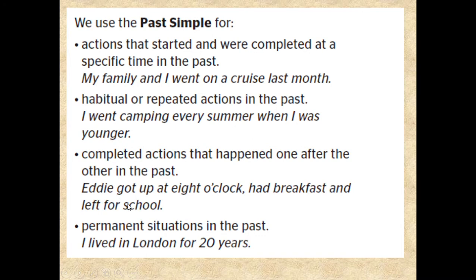What is the first verb here? Got up in the past, had in the past, and left in the past. So all of these actions happened in the past, one after the other. And finally, permanent situations, but in the past. I lived in London for 20 years. When did that happen? In the past.